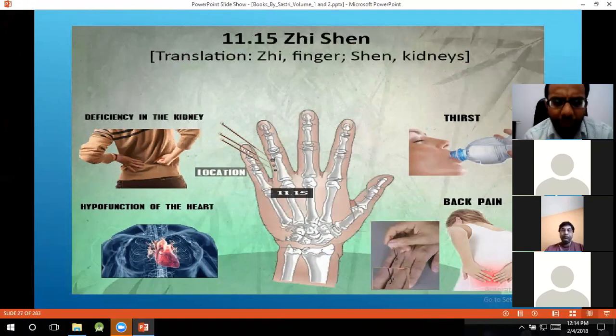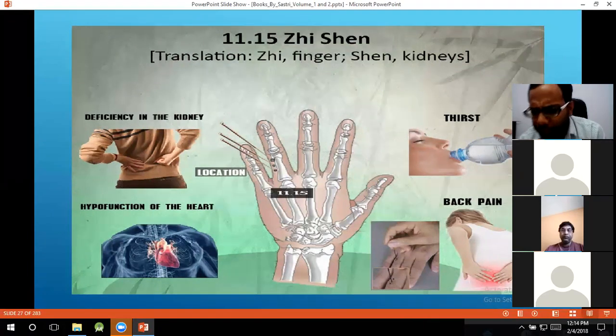11.15 is a very good point of CJ, and it is useful whenever there is a very severe low back pain.